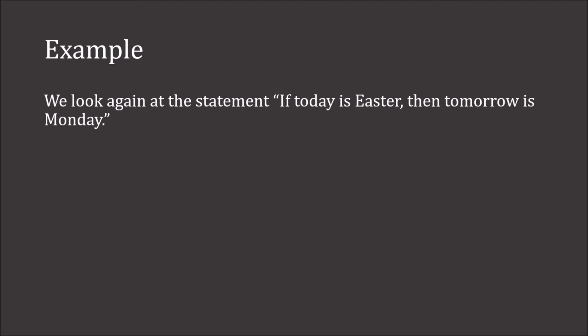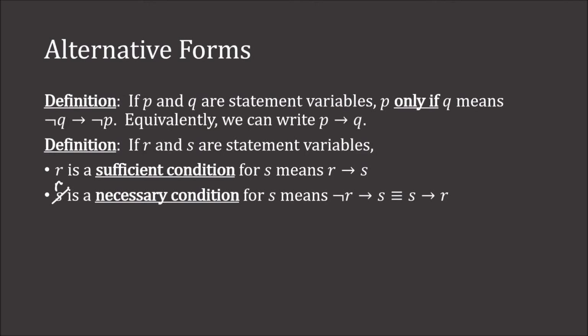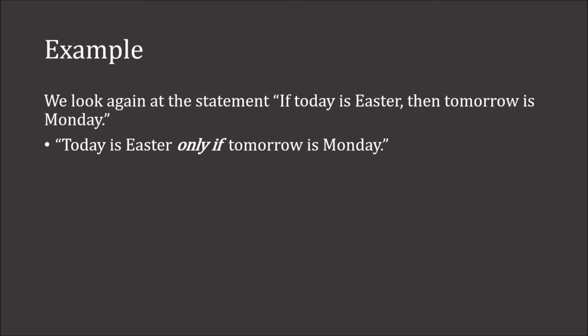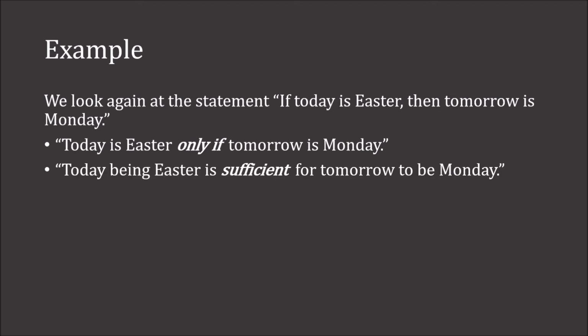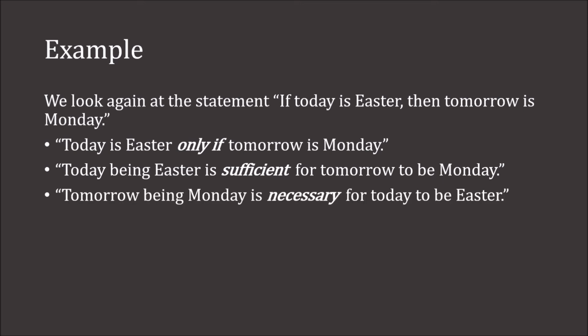We look again at the statement, if today is Easter, then tomorrow is Monday. We're going to rewrite this in the three ways given here, the three alternative forms. Today is Easter only if tomorrow is Monday. Today being Easter is sufficient for tomorrow to be Monday. And tomorrow being Monday is necessary for today to be Easter.